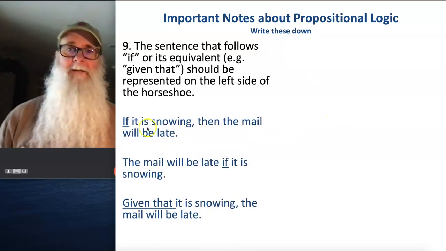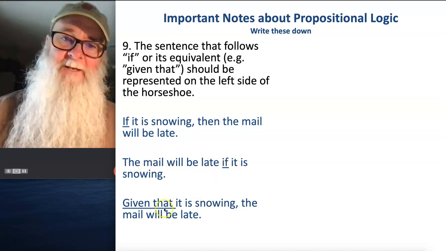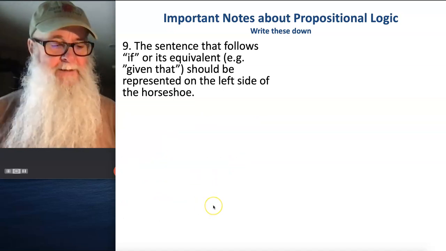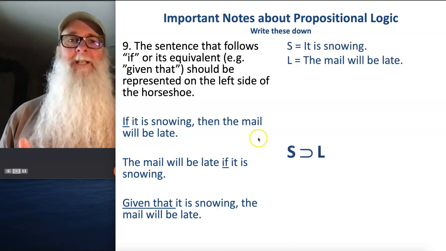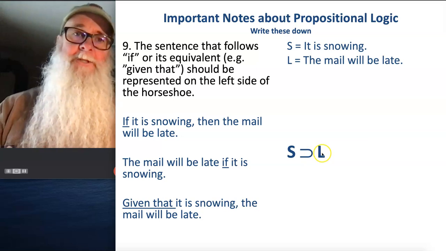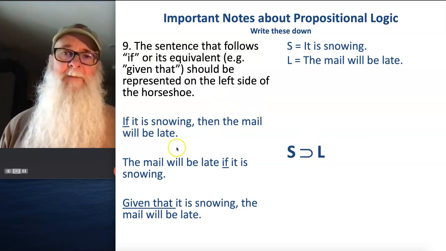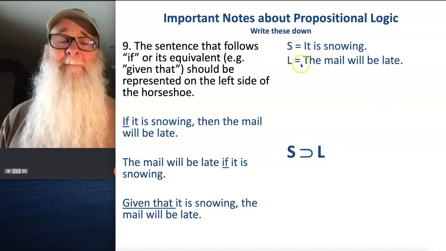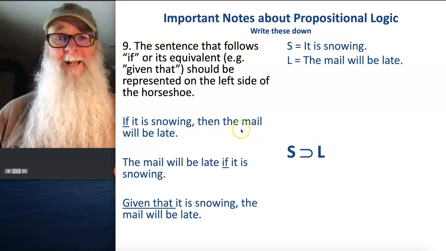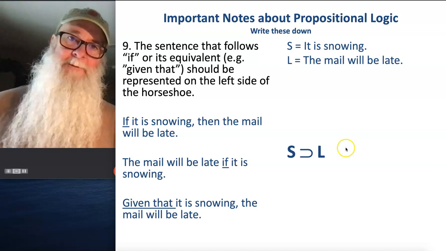So take a look at these statements. If it is snowing, then the mail will be late. The mail will be late if it's snowing. Given that it's snowing, the mail will be late. For all three of these sentences, I'm going to translate these as S, horseshoe, L. Because the rule is that whatever sentence follows if or its equivalent is going to appear on the left-hand side of the horseshoe. And that means the other statement that comprises the compound statement, in this case, the mail will be late, is going to go on the right-hand side of the horseshoe.